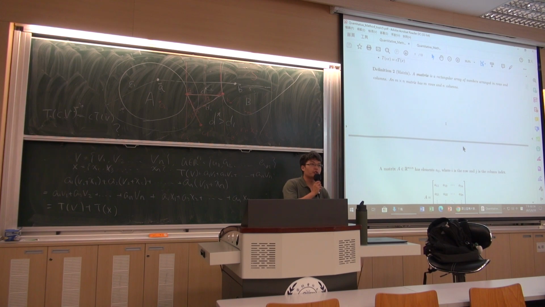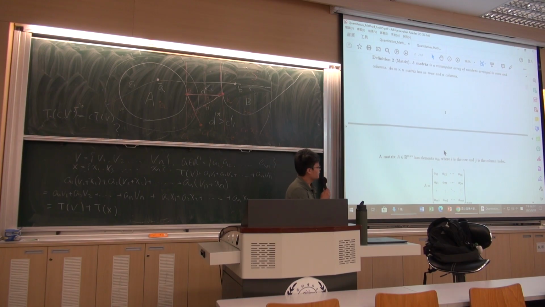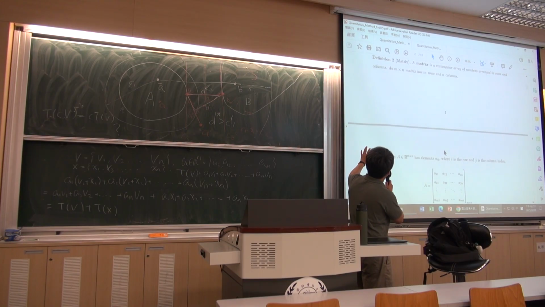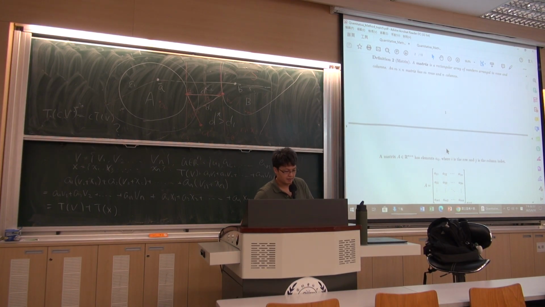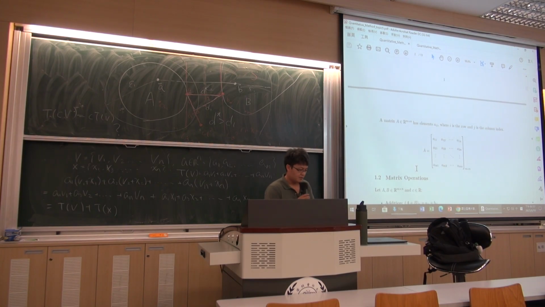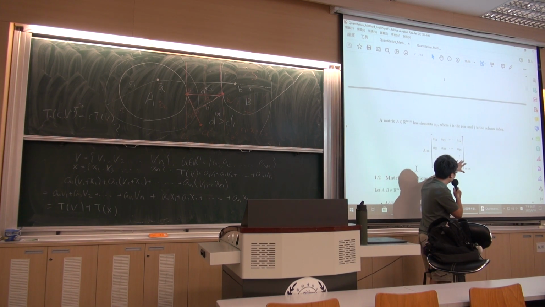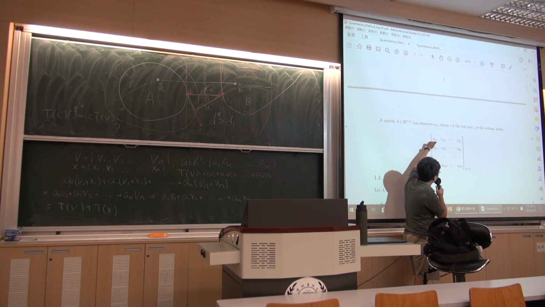Okay, then definition 2, matrix. A matrix is a rectangular array of numbers arranged in rows and columns. Usually we'll call it an m by n matrix, which means this matrix has m rows and n columns. So it looks like this. You put a bracket on both sides, and you have numbers inside.